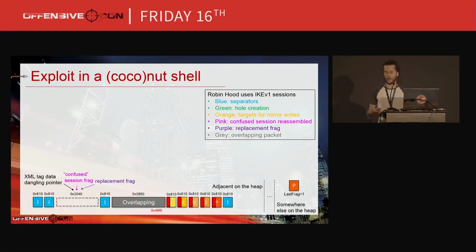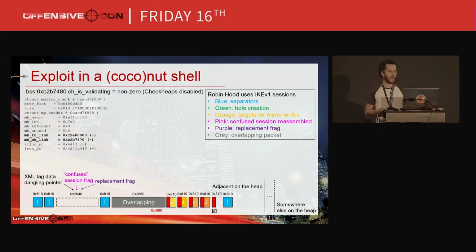So let's get our mirror writes. We send the last fragment to reassemble the different session, so we reassemble the P session. It's going to trigger the first mirror write. The first thing we do is disable check heaps. The reason we disable check heaps is because there is a mechanism that checks the heap, and disabling it makes sure it's not going to stop our exploit and just reboot the router.